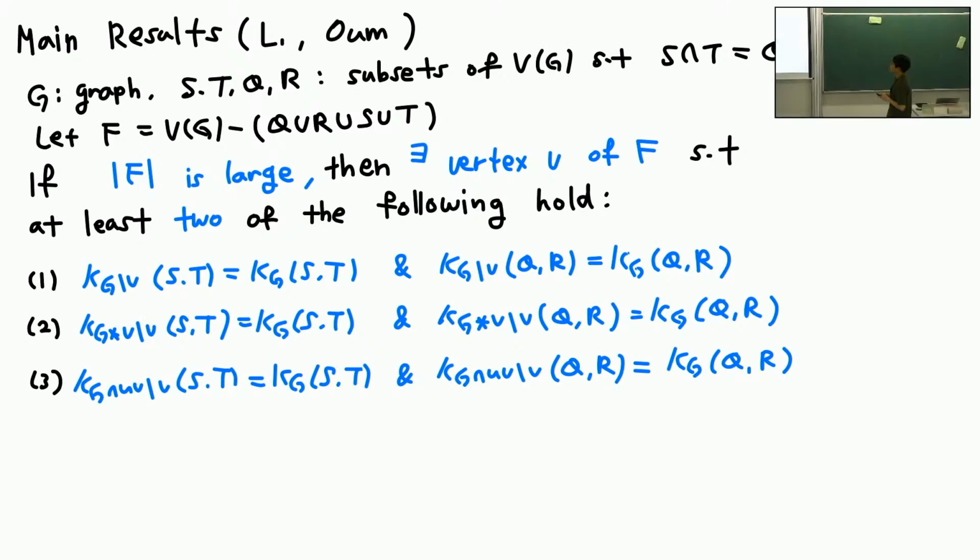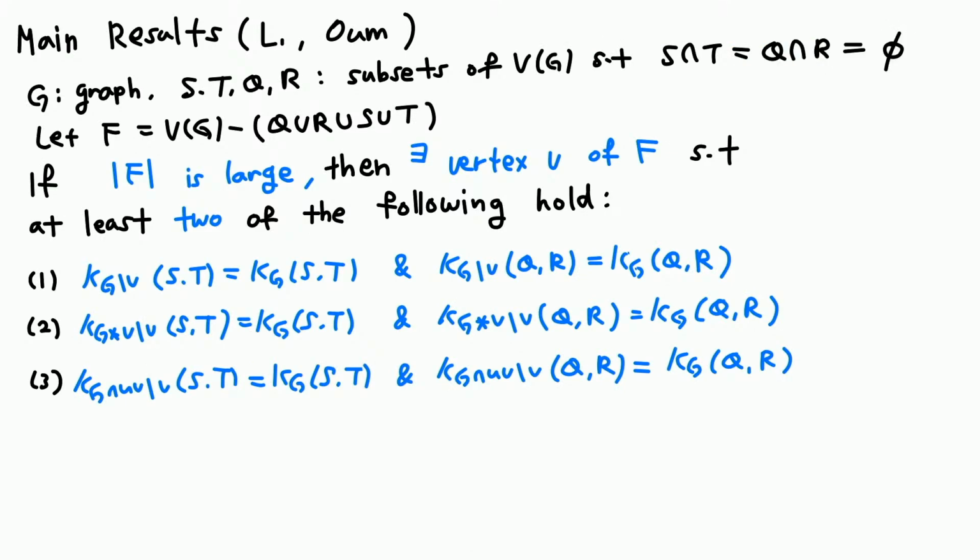So here is our main result. Let G be a graph and Q, R, S, T be subsets of the set of vertices of G such that S and T are disjoint and Q and R are disjoint from each other. If the number of vertices outside Q, R, S, T is sufficiently large, then we can find a vertex such that at least 2 of the 3 vertex-minor operations keep the connectivity between S and T and keep the connectivity between Q and R.